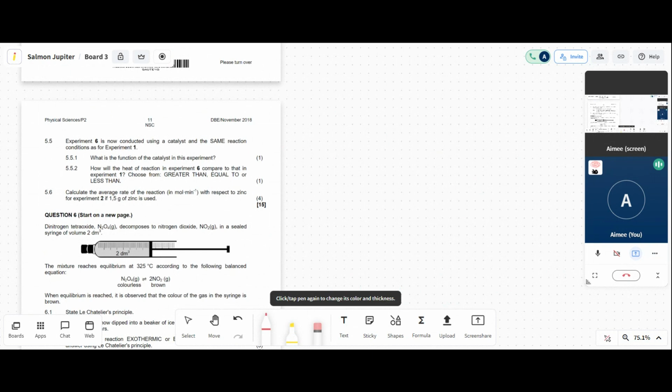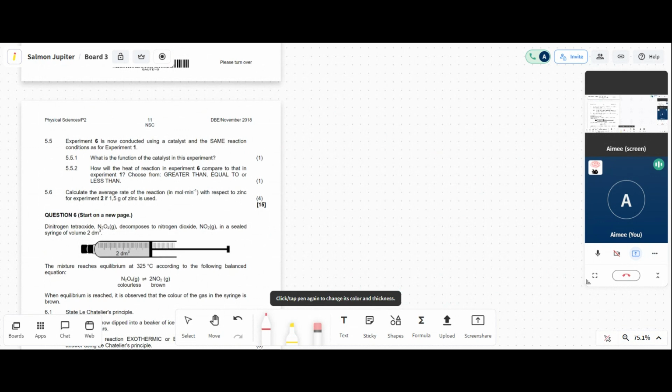5.5.2, how will the heat of the reaction in experiment 6 compare to that in experiment 1? Choose from greater than, equal to, or less than. And the answer is equal to. Adding a catalyst will not change the heat of the reaction. It will not change the temperature of the reaction vessel. It will not change anything except for your reaction rate. A catalyst uses other chemical mechanisms to bring about an increased reaction rate. A catalyst does not increase the heat of the reaction. So your answer here is equal to.